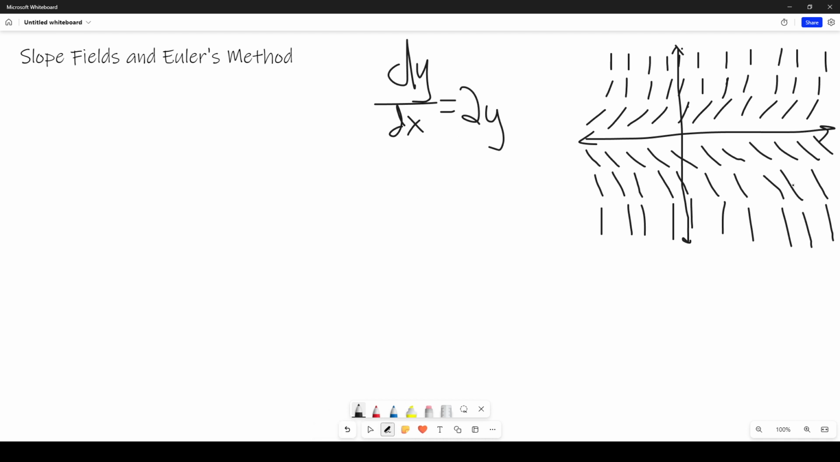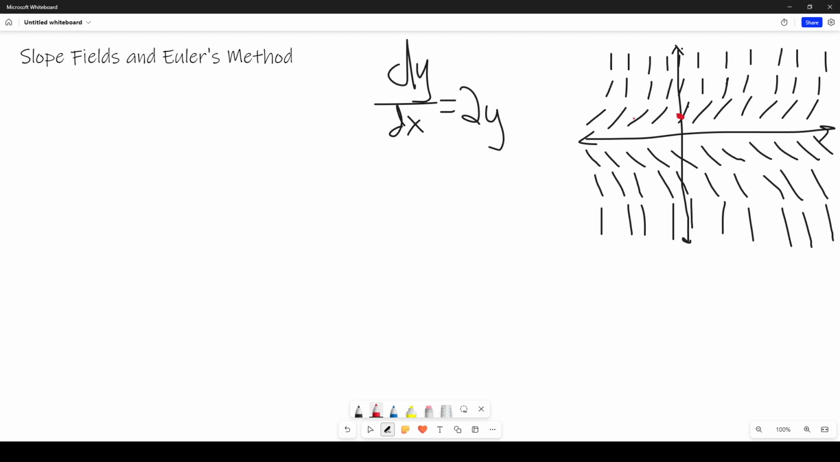So it looks something like this, where the slopes at each point don't really care about the x value, but as you increase in y they get steeper, and as you decrease in y they get negative and steeper. So hopefully you remember that to actually draw a solution curve to this differential equation, we needed an initial value. So let's say our initial value was something like (0, 1) right here.